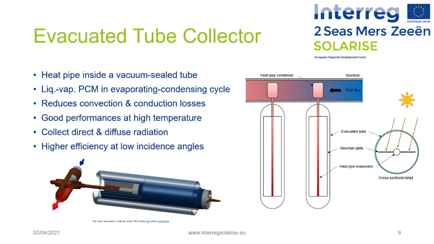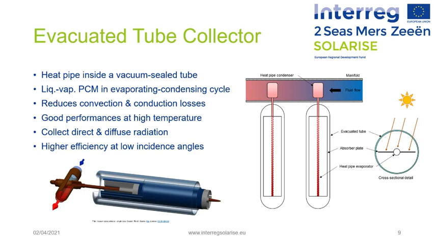The condensed fluid returns to the solar collector and the process is repeated. Therefore, several evacuated tube collectors can be connected to the same manifold to compose a whole module. Another possibility is to connect these evacuated tube collectors directly to a hot water storage tank.